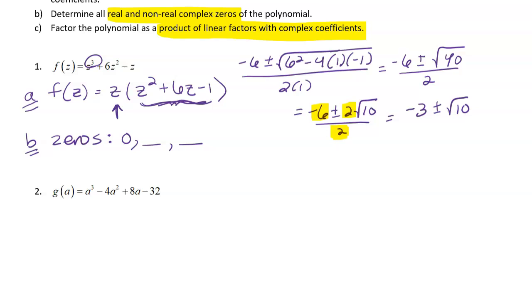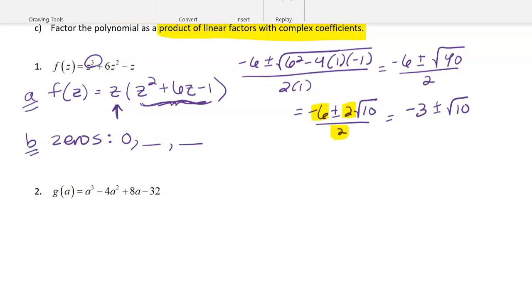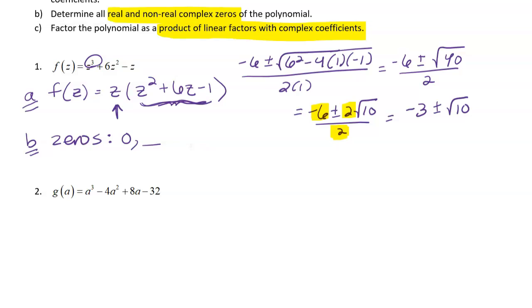So what we just got here was our other 2 zeros. I'm actually going to make this a little bit bigger so I can write these in here. I got a zero of -3 plus the square root of 10, and then -3 minus the square root of 10. That's a 10. So there are my 3 zeros.